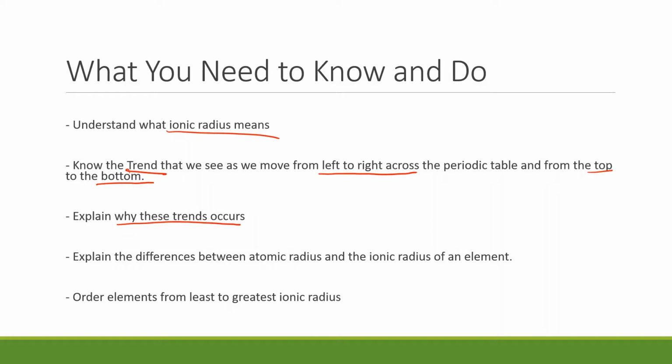Then you'll also need to know the difference between atomic radius and ionic radius. So remember, we've talked about atomic radius in the past, and today we're going to talk about ionic radius. You'll need to know the difference and be able to compare and contrast them. You'll also need to order the elements from least to greatest ionic radius. Okay, let's get going.